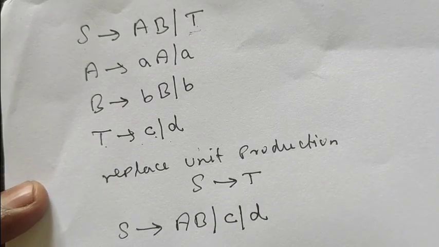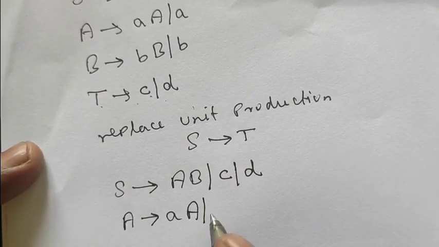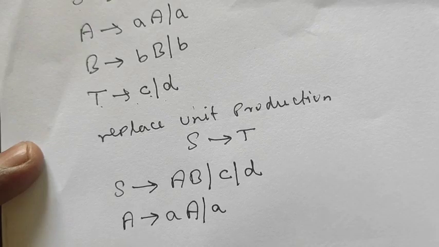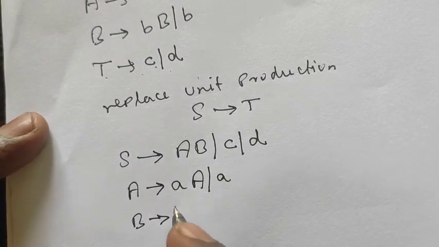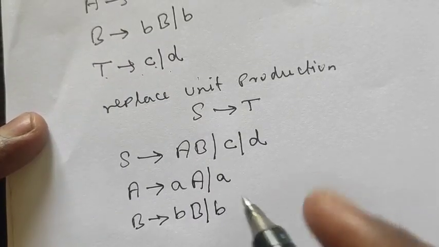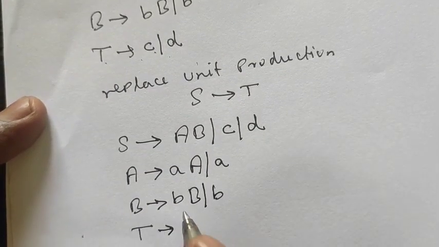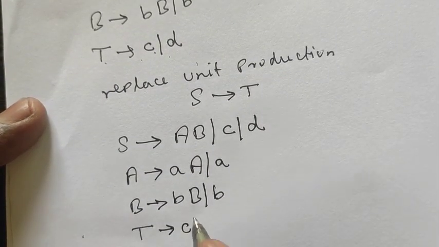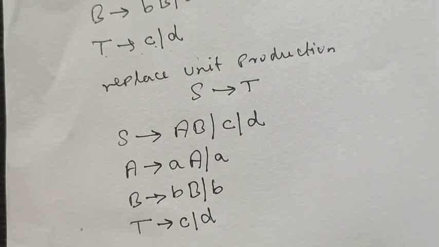Then we will rewrite the remaining productions. A tends to small a, capital A, and B tends to small b, capital B, small b, and finally we will have T here. T does not make any sense because T cannot be reached now. But anyhow, this is the way of eliminating the unit production.